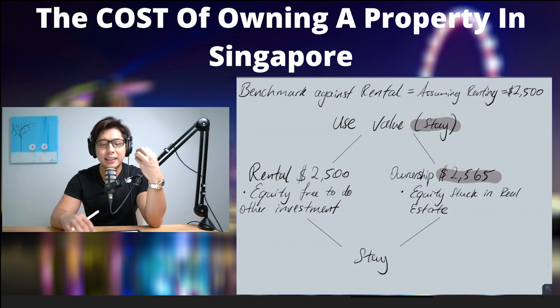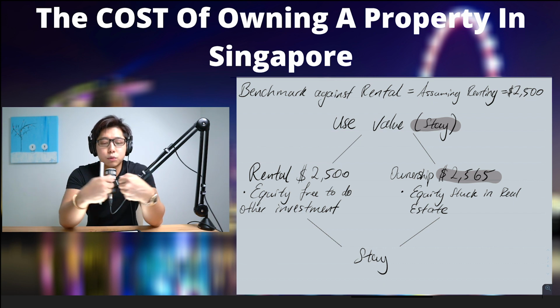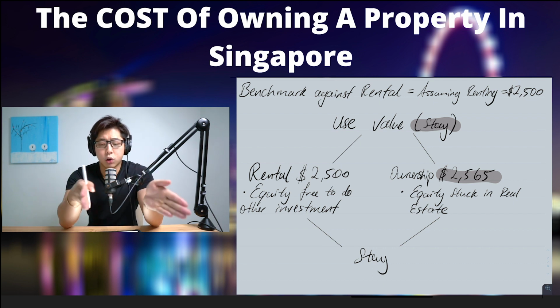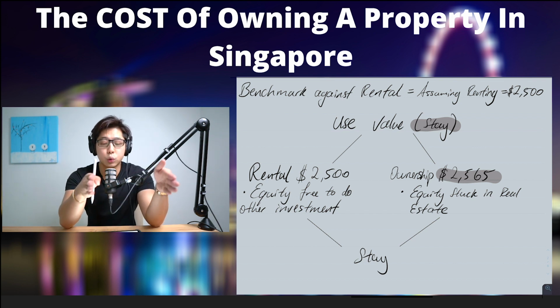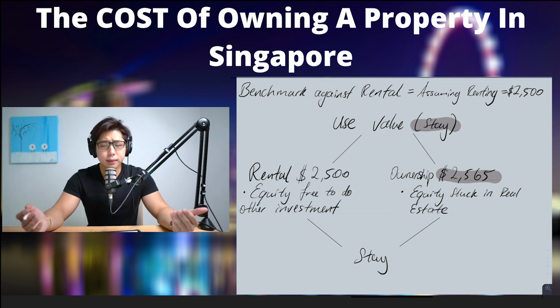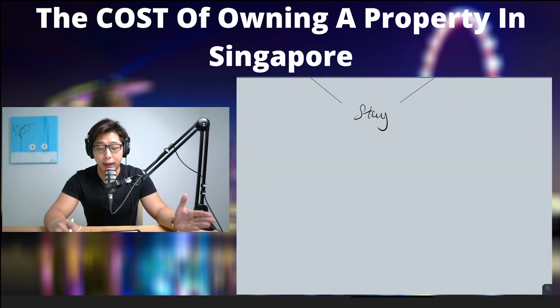So if you have identified that the purpose of buying this property is to stay in it, owning it would cause you to lose $2,565 a month, and renting it will cause you to lose $2,500 a month. Now, in this case, I would say it definitely makes more sense to pay rental because in both scenarios, you're going to lose the money anyway, right?